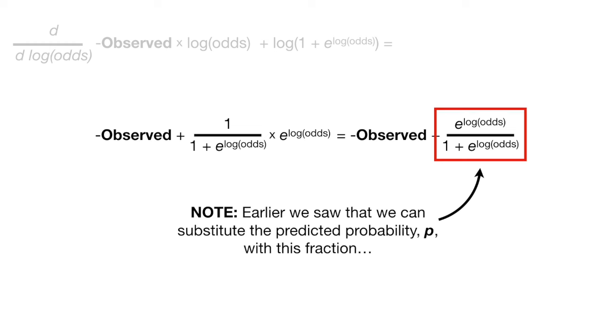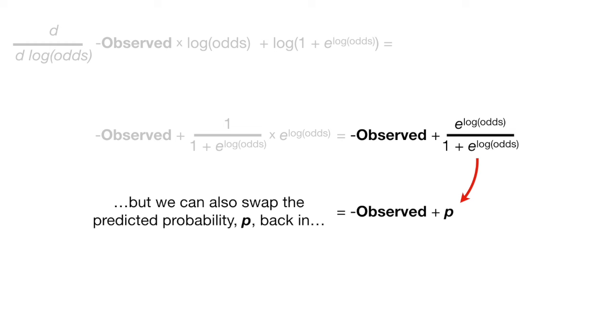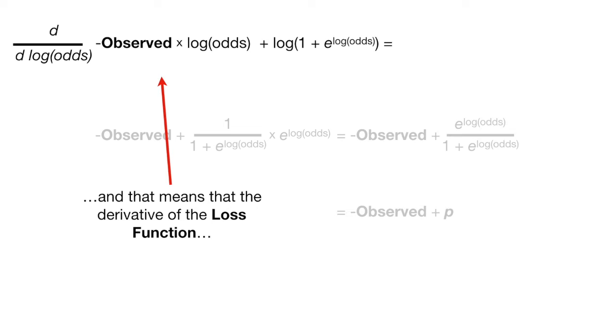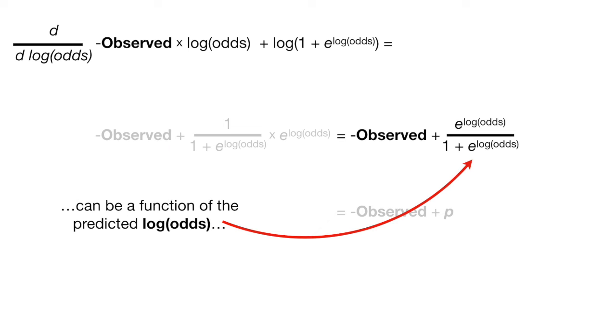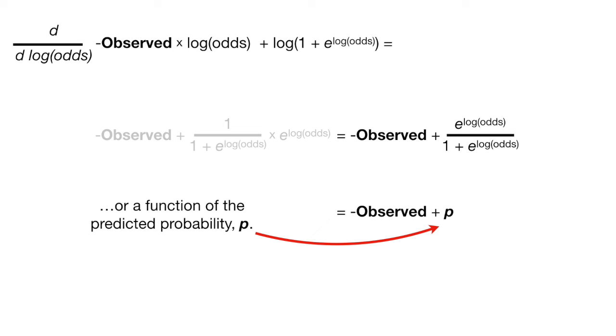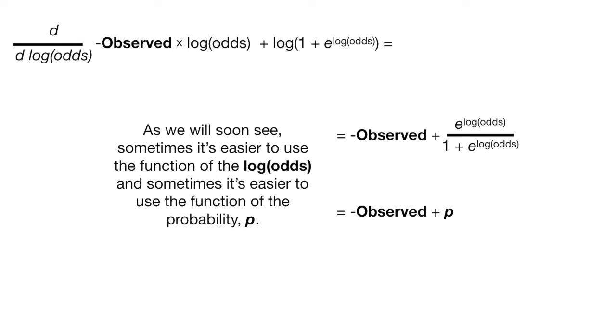Note: earlier we saw that we can substitute the predicted probability, p, with this fraction. But we can also swap the predicted probability, p, back in. And that means that the derivative of the loss function can be a function of the predicted log odds or a function of the predicted probability, p. As we will soon see, sometimes it's easier to use the function of the log odds, and sometimes it's easier to use the function of the predicted probability, p.